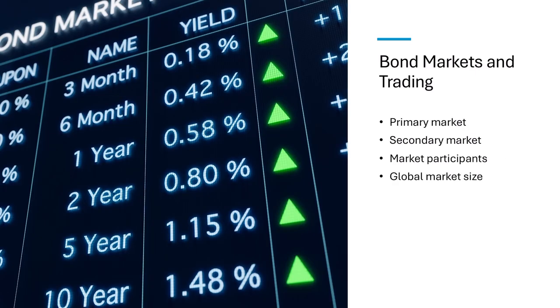There are the primary markets, or new issues: governments, which use auctions with competitive and non-competitive bidding; corporations, which issue through underwriters or investment banks; and private placements, which are sold directly to a few investors without a public offering. The secondary market is after issuance, mostly OTC, or over the counter.